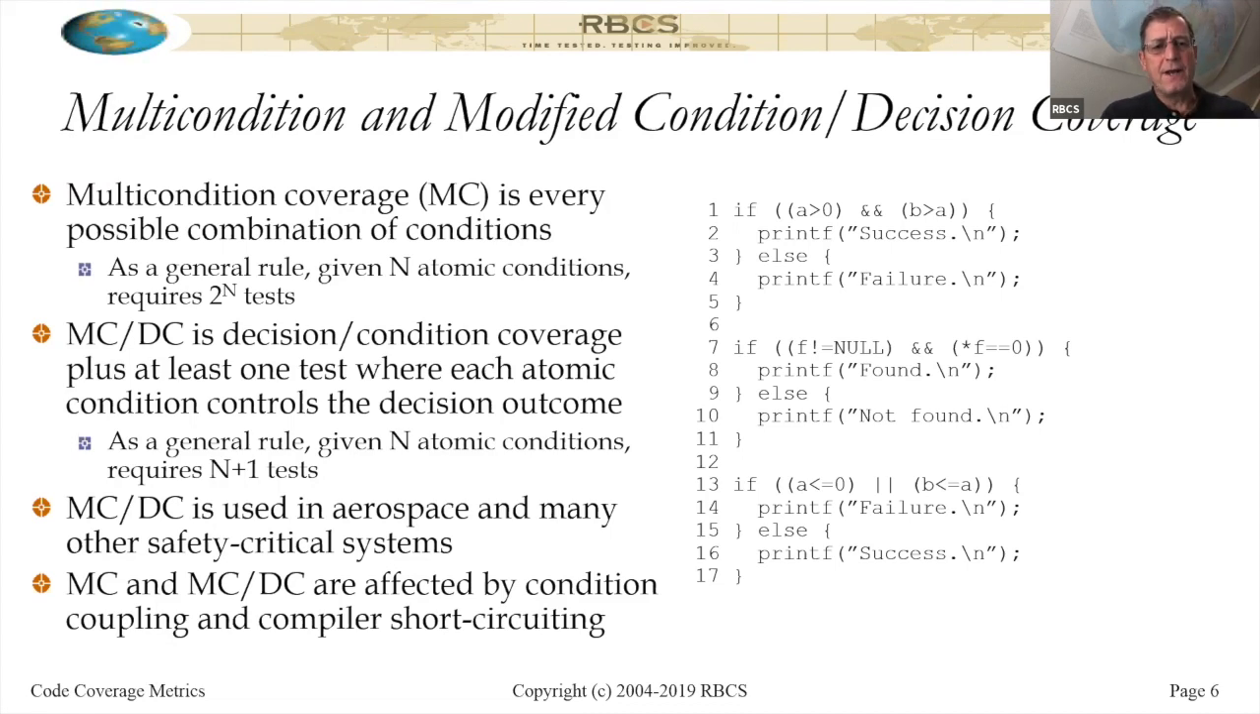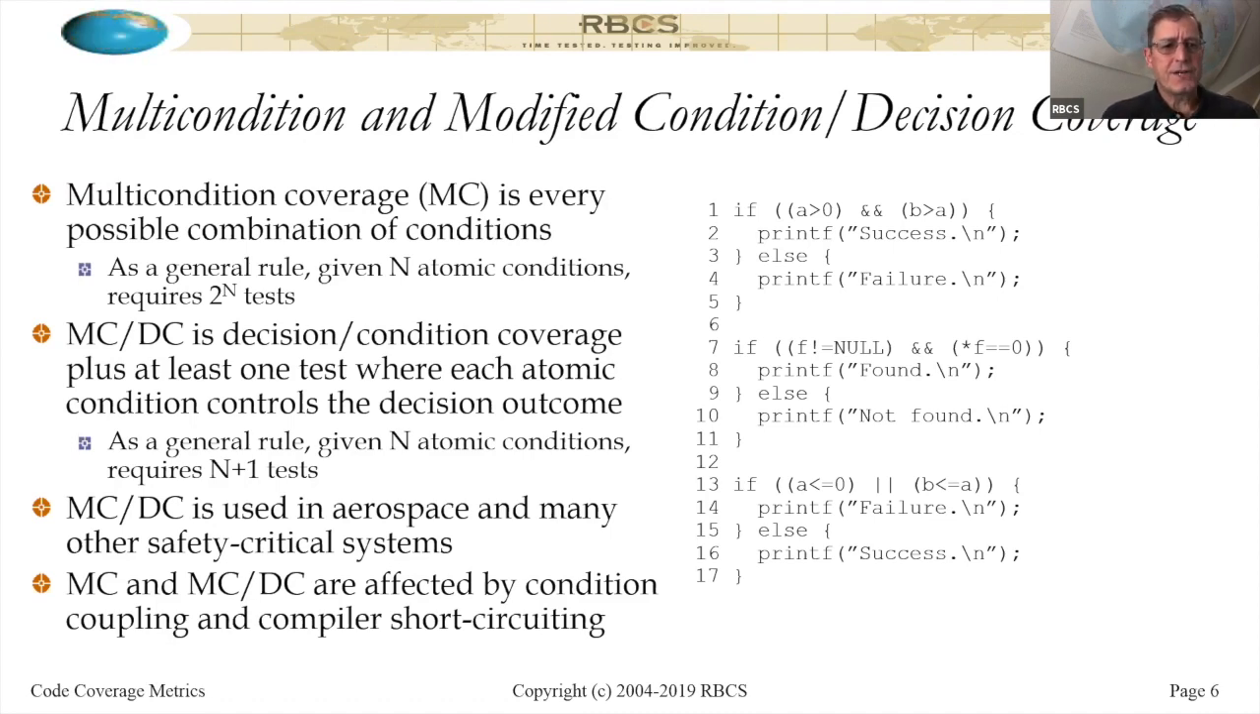And so if we added another atomic condition to line 1, so a greater than 0, b greater than a, and c greater than b, then we would go from needing 4 tests to needing 8 tests. And then if we added another condition, we'd need 16 tests, and another would be 32. And obviously that gets out of hand. So if we want to make sure that we have tested the way the logic is working, and we've done it in such a way that we will reveal problems that are associated with the logic itself, which can exist. You can have situations where a bug is actually in a single atomic condition, and if that atomic condition gets evaluated the wrong way, it will result in a failure.